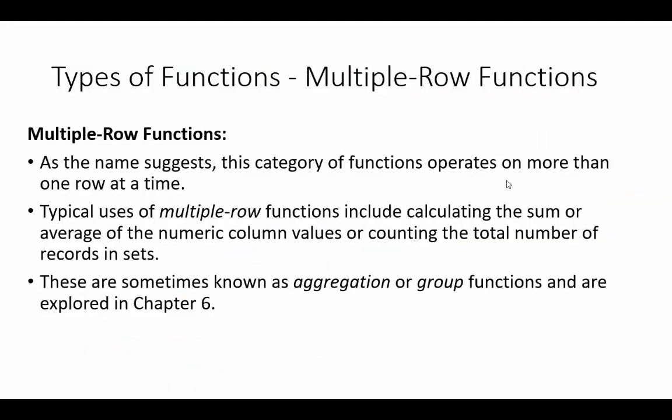Here we have multiple row functions. As the name suggests, this category of functions operates on more than one row at a time. Typical uses of multiple row functions include calculating the sum or average of the numeric column values or counting the total number of records in sets. These are sometimes known as aggregation or group functions and are explored in Chapter 6.